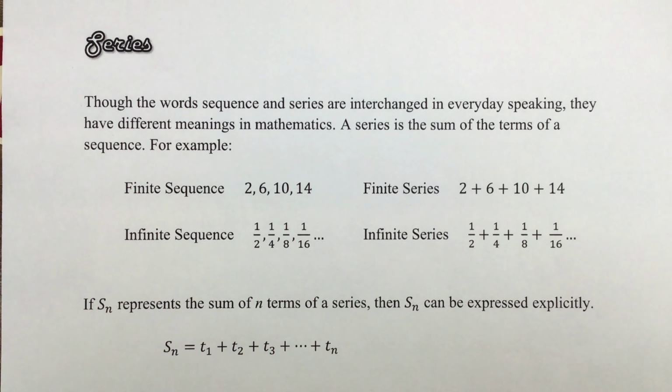As far as notation, what we're going to do is use capital S to represent a series or a sum. You can think of it as either way if you want. If Sn represents the sum of n terms in a series, then Sn can be expressed explicitly as Sn is equal to T1 plus T2 plus T3 plus so on all the way until you get to Tn, however many terms we're interested in adding together.